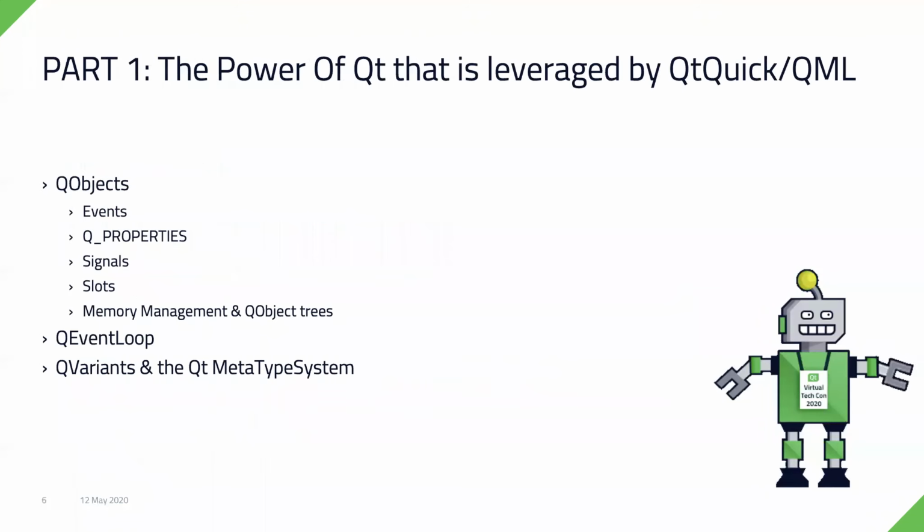So, okay. So part one, the power of Qt that is leveraged by Qt and QML. Principally, when we look at what parts of QML connect to the Qt runtime, the most important thing, of course, is QObjects. QObjects offer a lot of features. Also taps into the Q event loop, of course, and the QVariants are critical when it comes to running between C++ and QML applications.